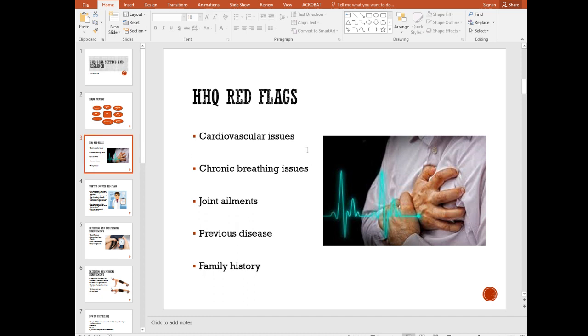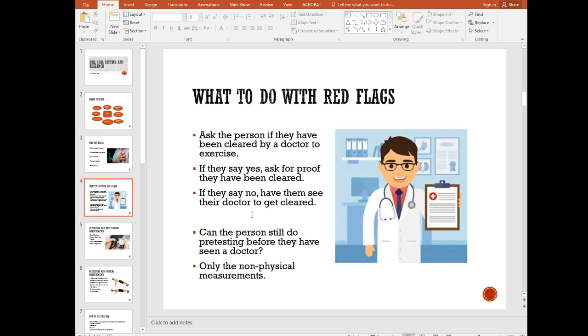Let's talk a little bit more about the red flags that you may see. So if somebody has a cardiovascular issue, chronic breathing problems, joint ailments, previous disease, family history of a disease, maybe they're taking medications. There's a lot here that I haven't listed that are on a health history questionnaire that you need to take into consideration.